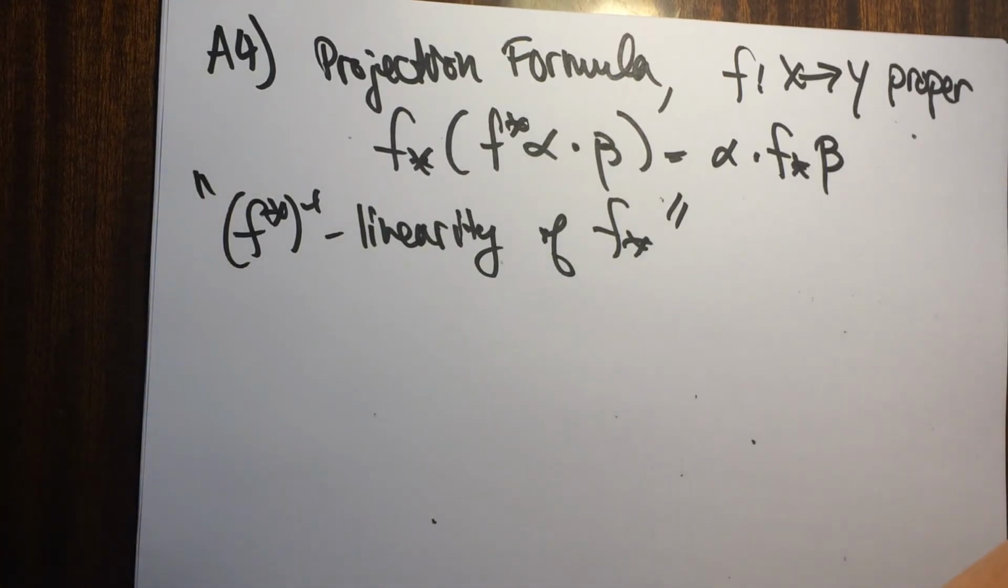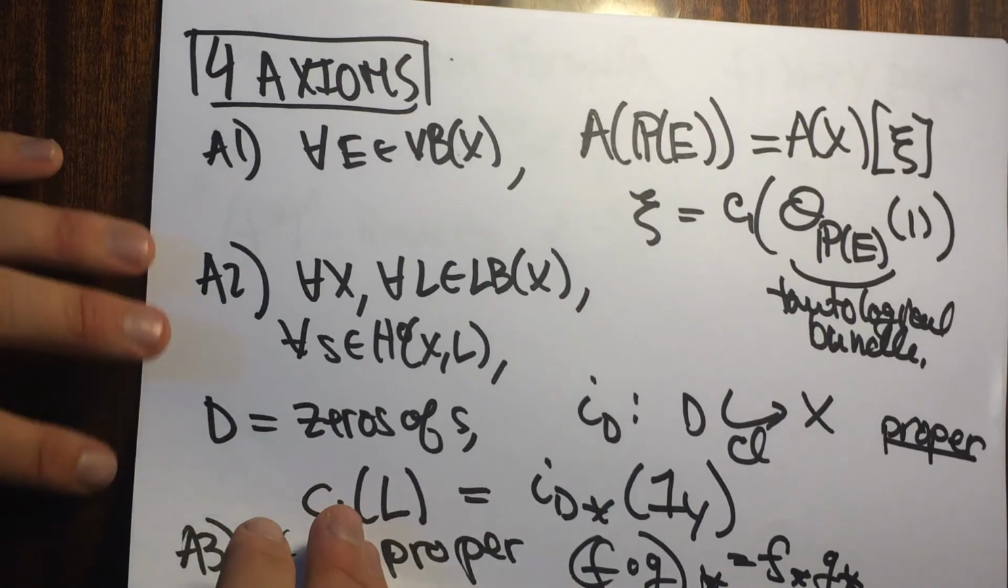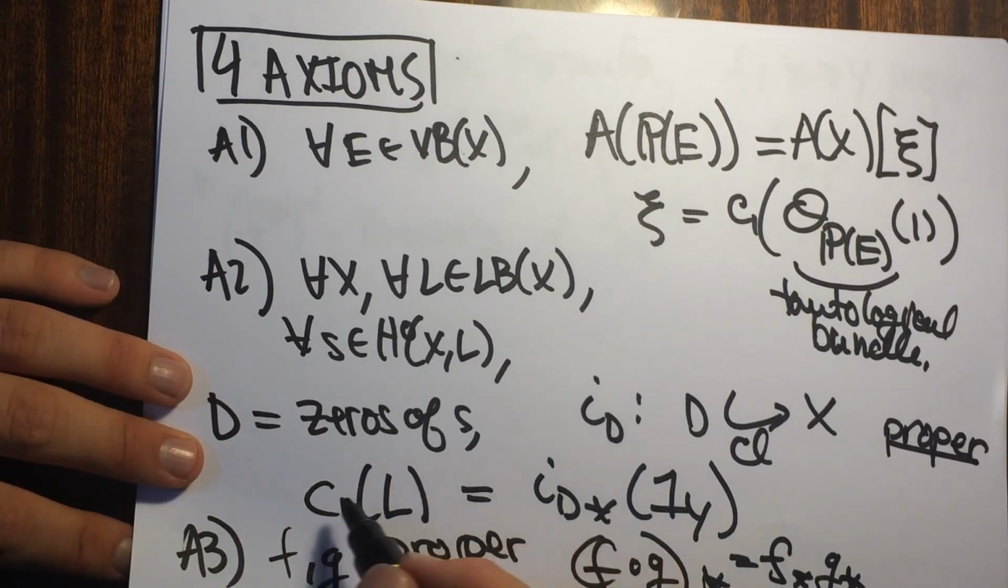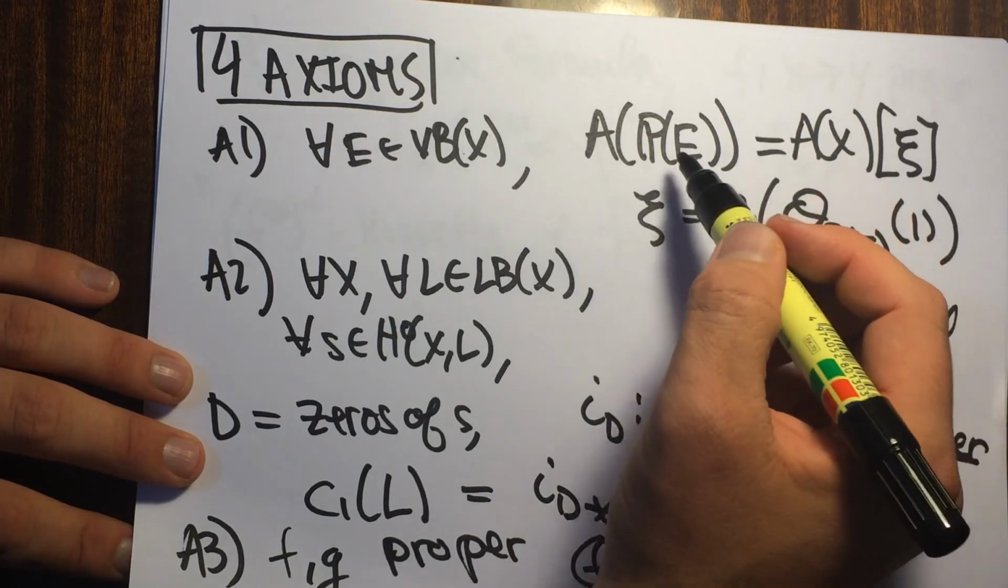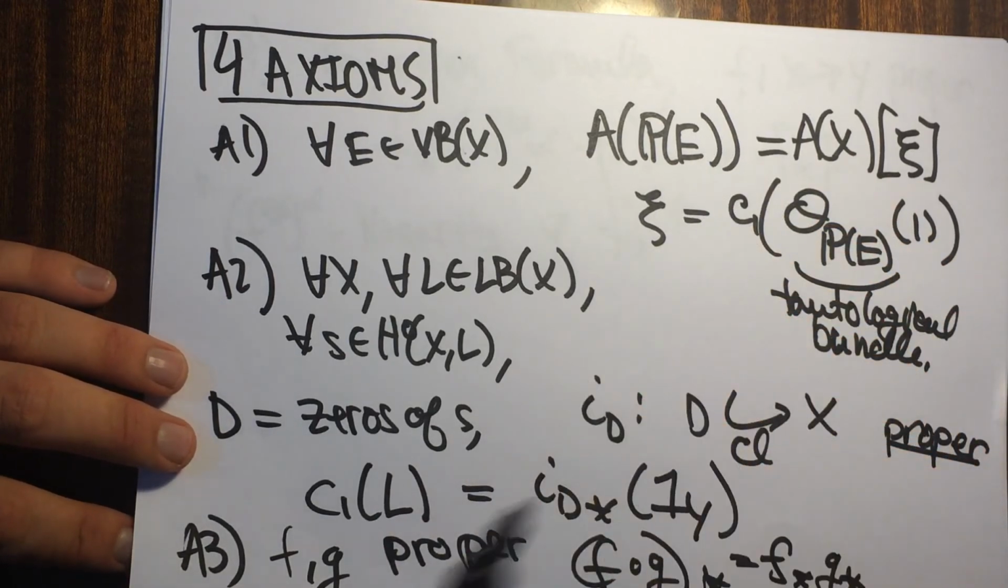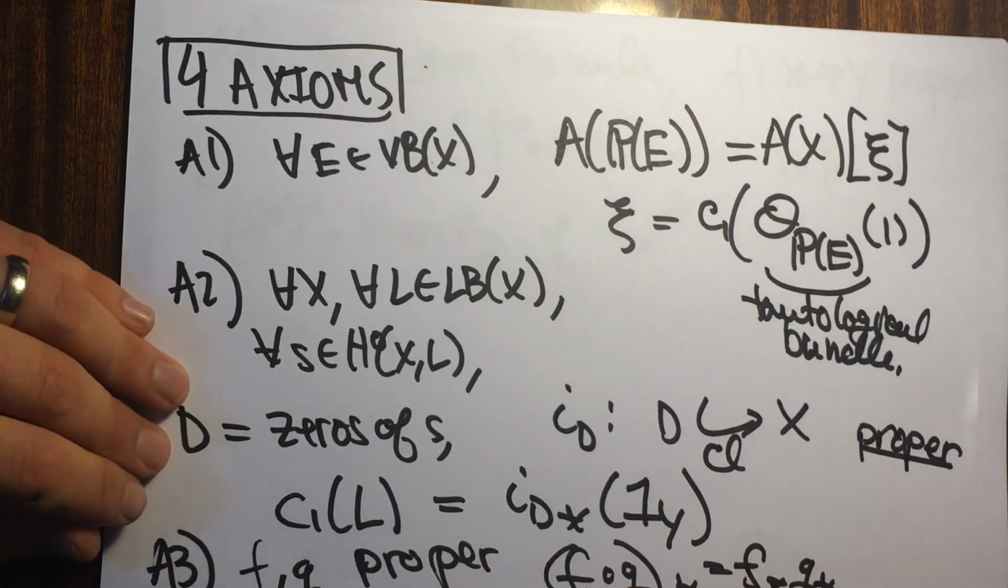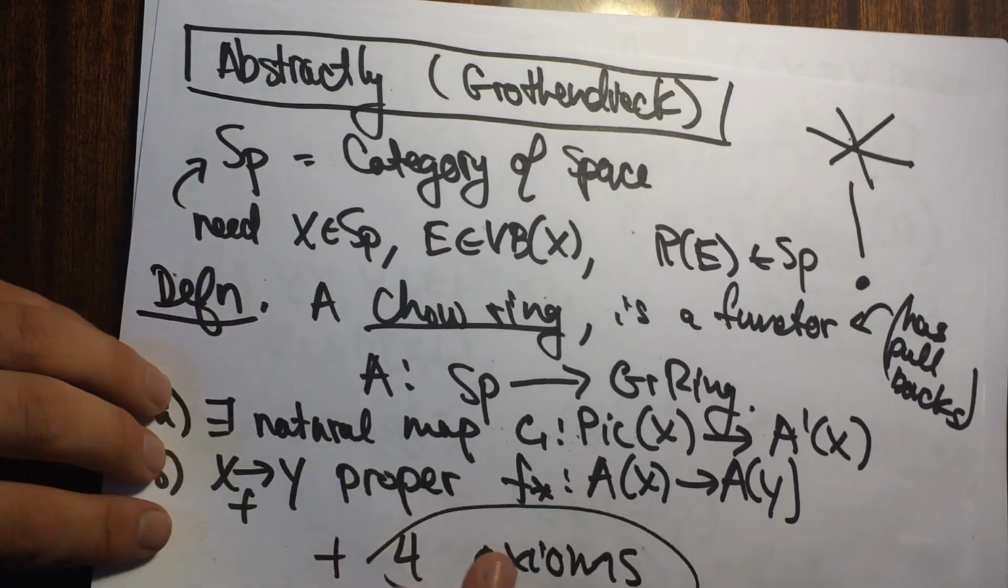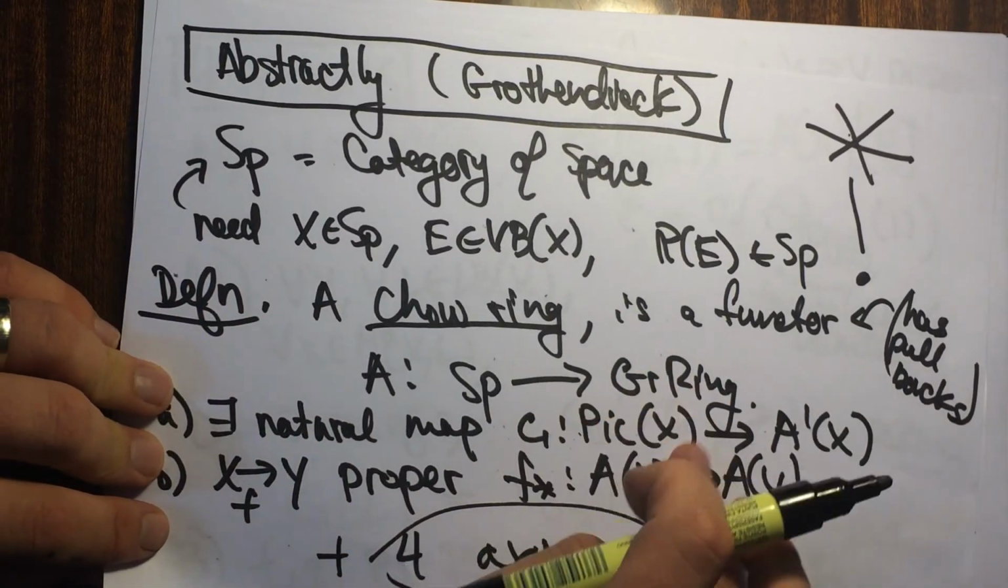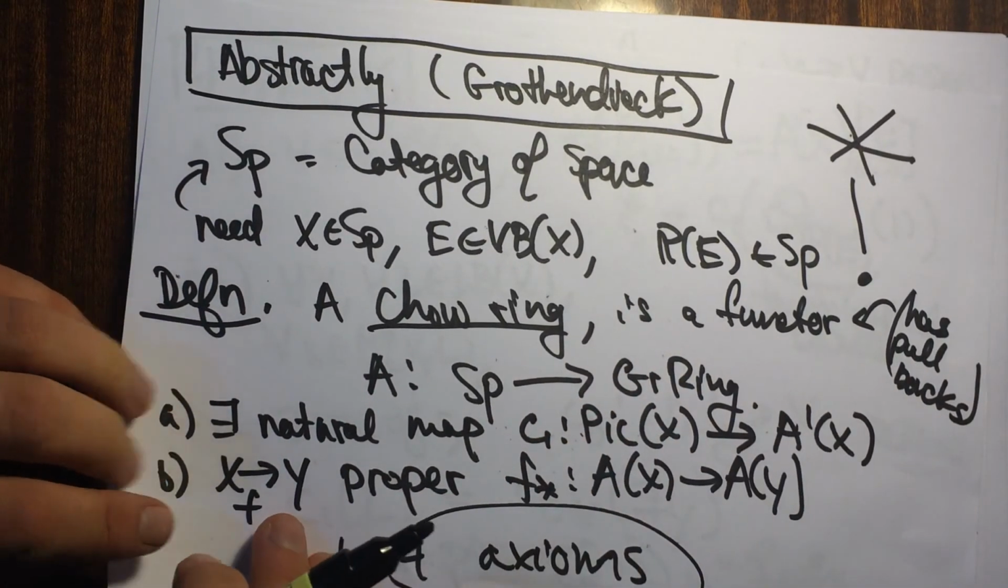And so when you do it this way, it allows you to kind of play around with what you want this to mean and what you want your Picard group to mean. Maybe you could do this with relative divisors, things like this.